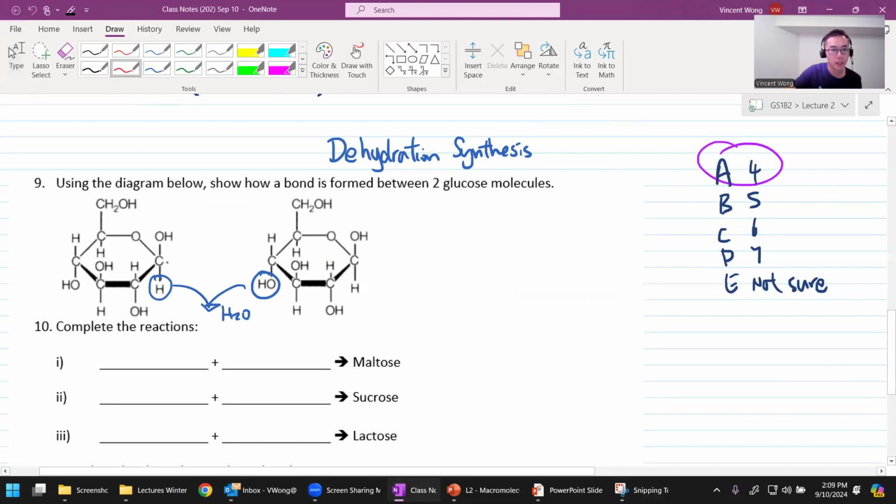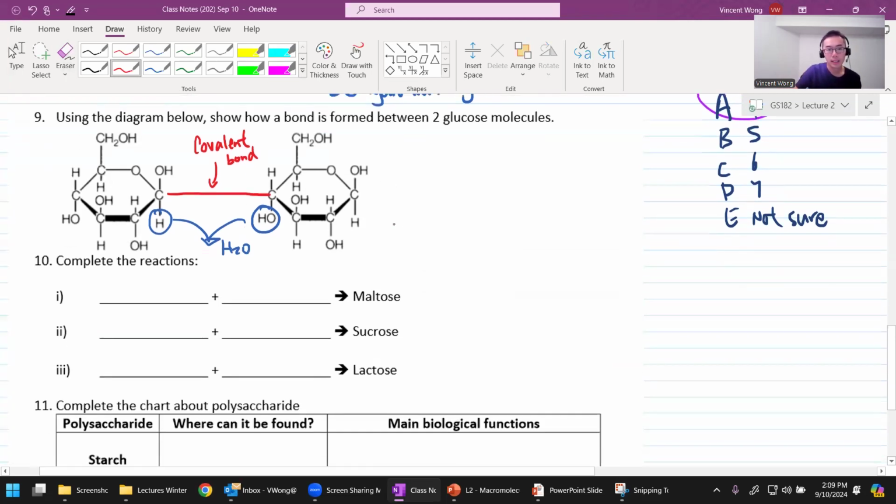There we go. So then you're going to be able to form a new bond together. This is actually a covalent bond that connects the carbons of the two monosaccharides together. Now these here, maltose, sucrose, lactose, these are disaccharides, right?